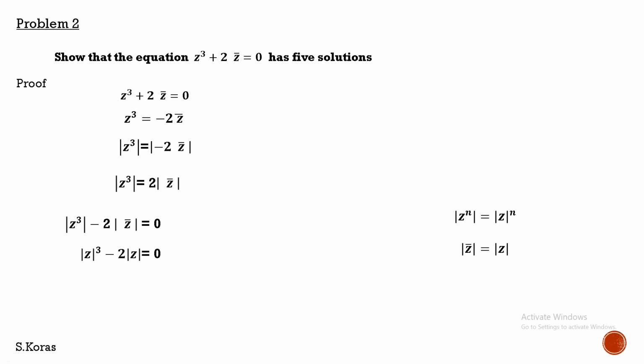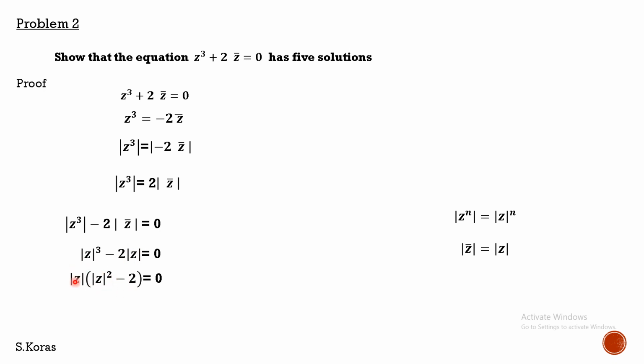That's good. Now this plus part is brought to this side and became minus 2 modulus of z. Now modulus of z is common for these two. So let us take modulus of z commonly outside. Then the answer will be modulus of z into modulus of z square minus 2.